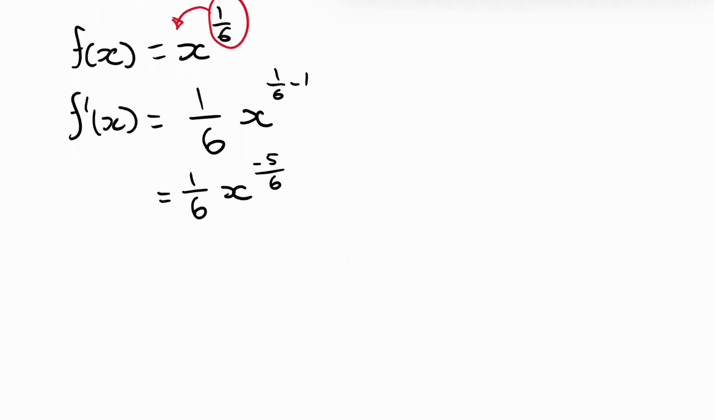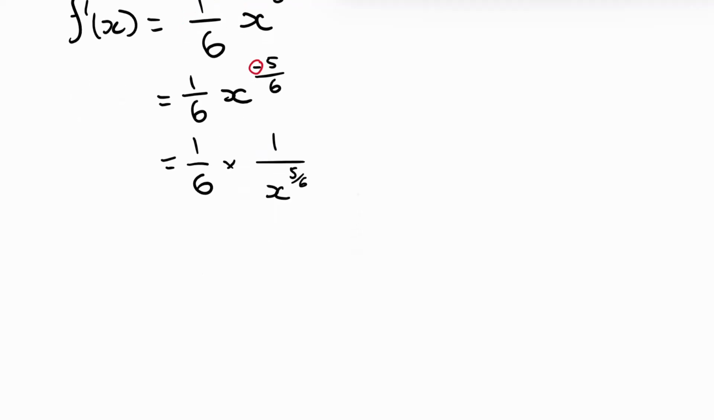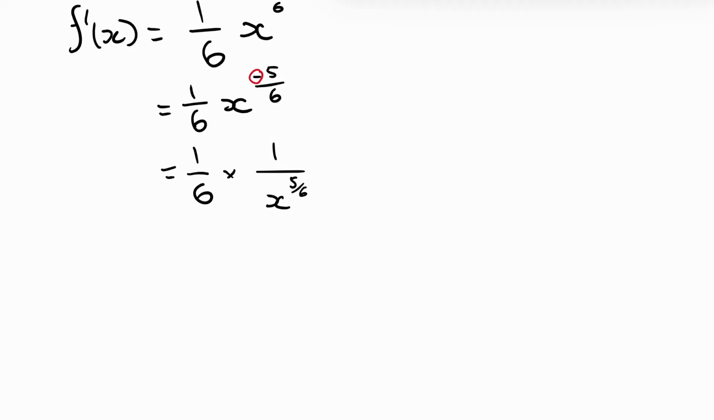Now you could leave it like that. Sometimes you will be required to return it to its original form. So if I do that, we end up with 1 over 6. The negative up here, we're going to focus on that negative first, which means we turn it into a fraction. So we end up with 1 over x to the power of 5 over 6. I'm now going to focus on the fraction part of that index. So we end up with 1 over 6 times 1 over 6 root x to the power of 5.